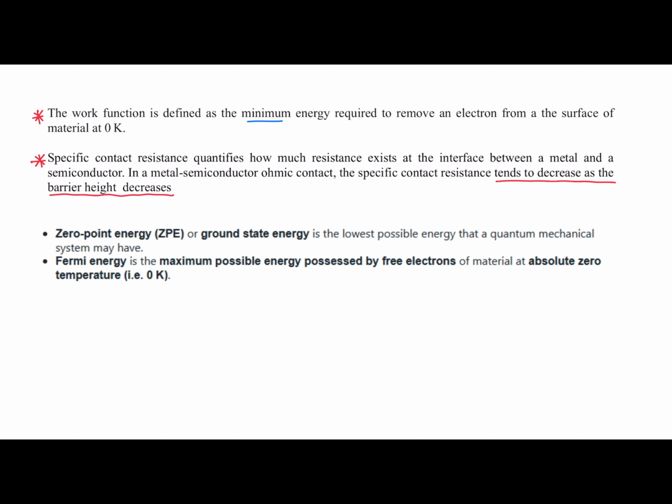Zero point energy or ground state energy is the lowest possible energy that a quantum mechanical system may have, and Fermi energy is the maximum possible energy possessed by the electron of a material at absolute 0 Kelvin. Therefore, statement A and statement C are correct.